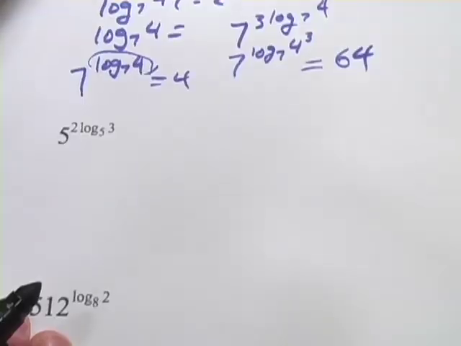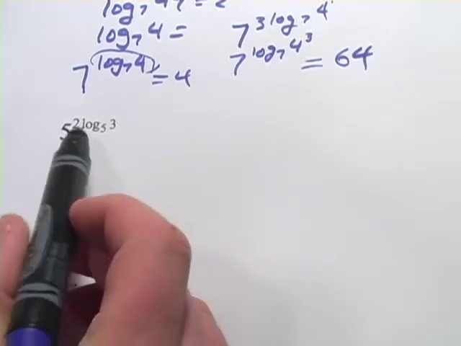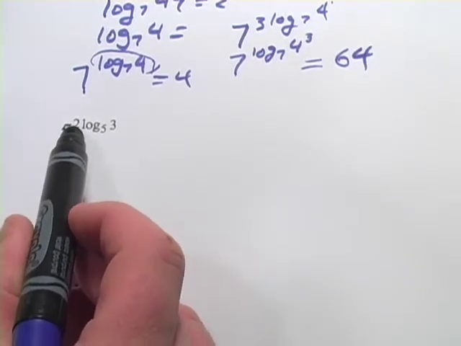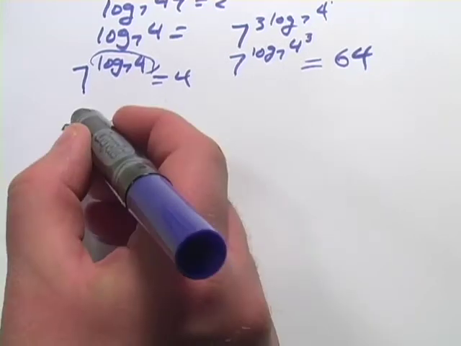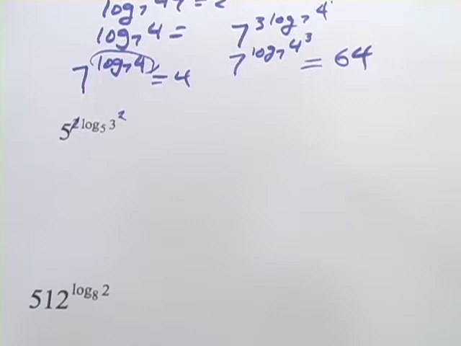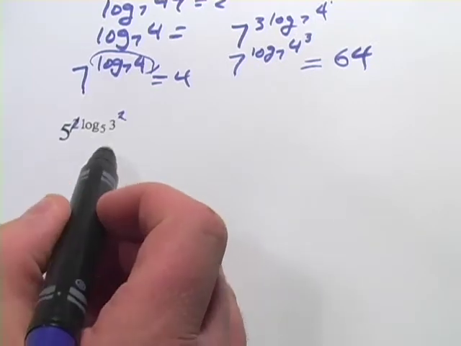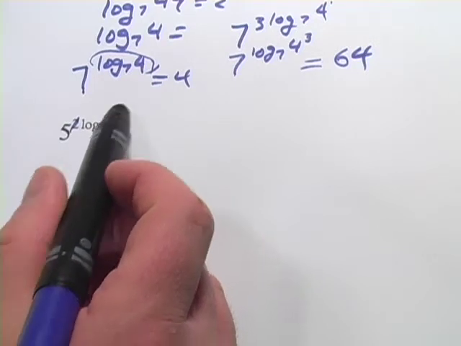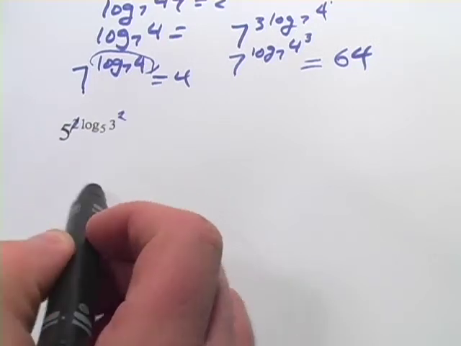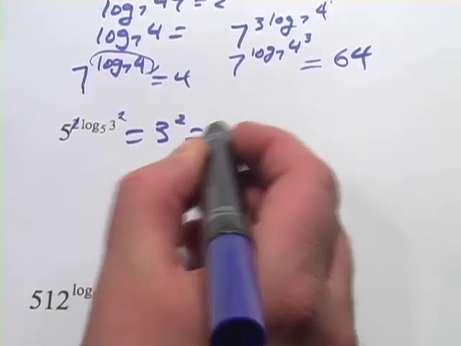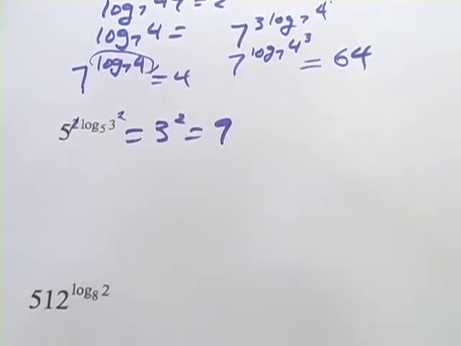Let's do a couple more. This one's pretty much like that. We've got 5 to the 2 times log base 5 of 3. The first step I'm going to do is take this 2 and raise the 3 to the second power. And then log base 5 of 3 squared, that says this is the power that turns 5 into 3 squared, and you're raising 5 to that power. So that equals 3 squared, which equals 9.